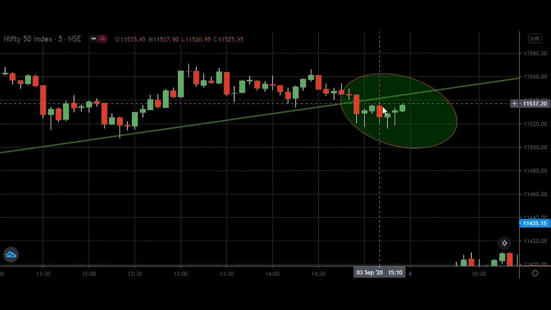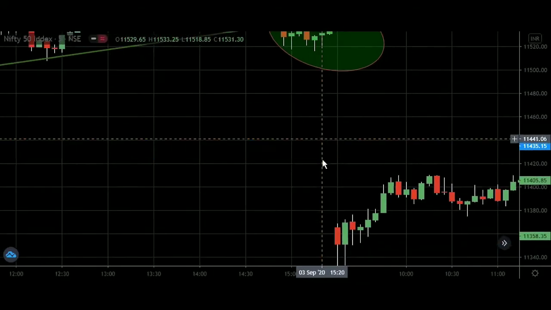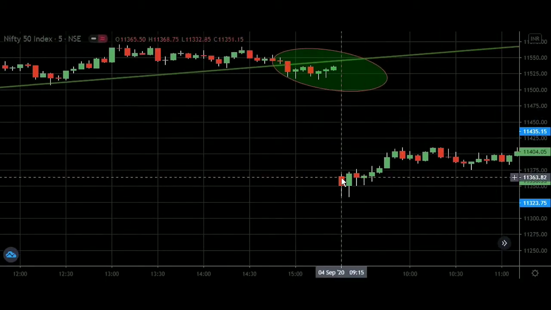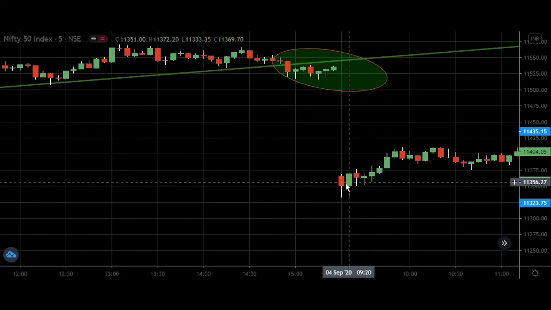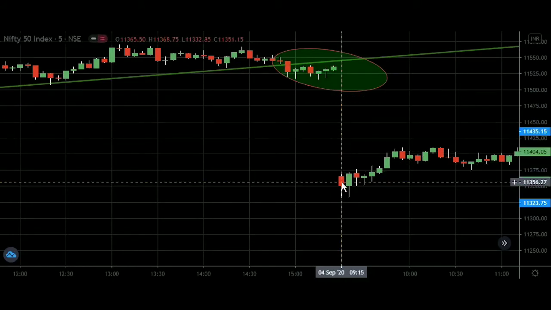So on the next day, you see Nifty opened with a gap down. It opened at 11,365.5, my friend, and I was short around 11,533, my friend. So you can understand how many points I gained overnight. I did not trade anything, I just kept my position here, but I gained a lot of money just in the opening bell only. Clear, my friend?